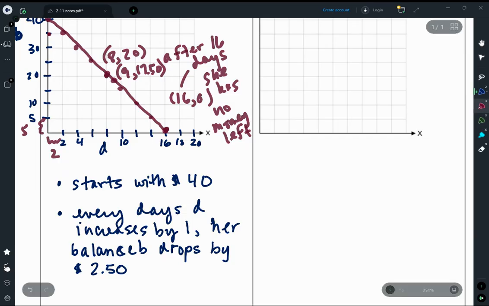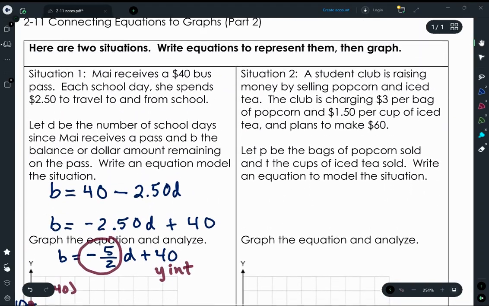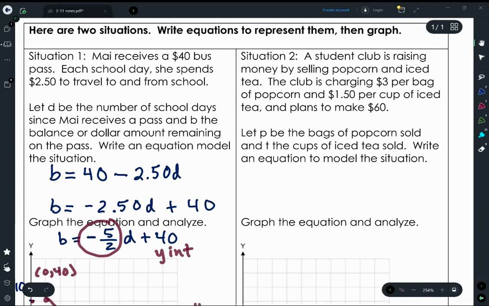So this is really my y-intercept part of it, that I'm starting at the $40, and my slope part of it is just what's happening every time I do something. And it's really easy to see from the equation what the slope and the y-intercept part mean. So the second graph we're going to look at is not going to have an easily recognizable slope and y-intercept. So we're going to do some rearranging, and we'll have to do a little bit more work with it.